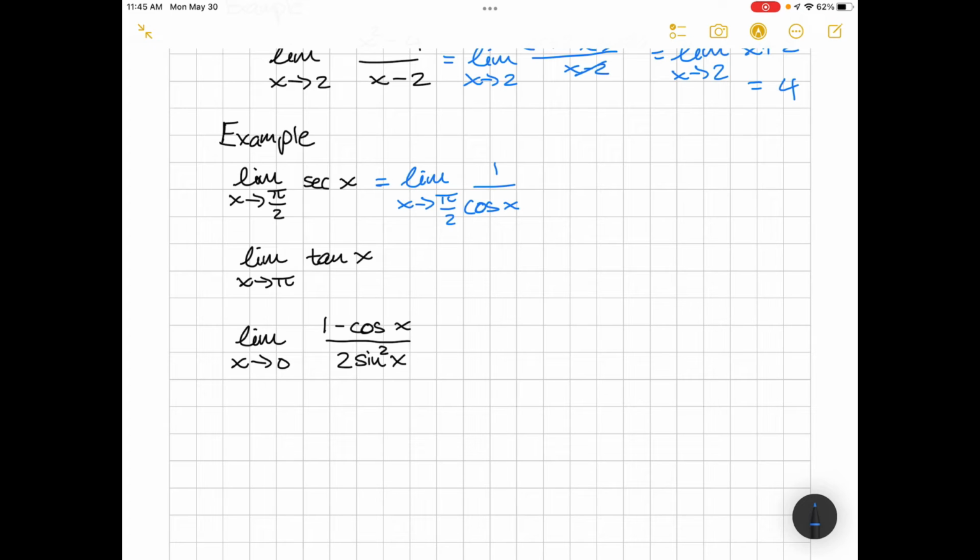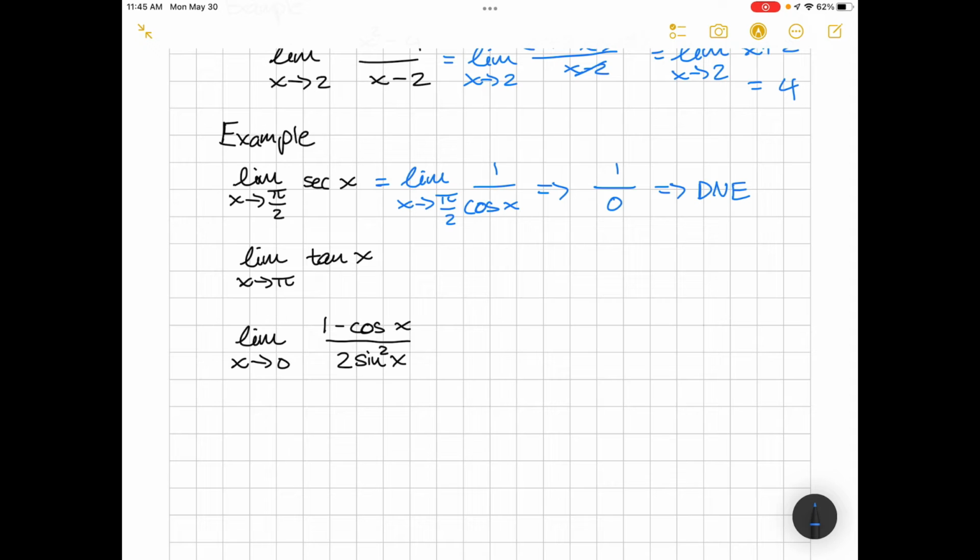If we do that, we see that this limit goes to 1 over the cosine of pi over 2, but the cosine of pi over 2 is the same thing as the cosine of 90 degrees, and the cosine of 90 degrees is 0. So this goes to 1 over 0. We got a number over 0, which means that this limit does not exist. It does not exist. Great.